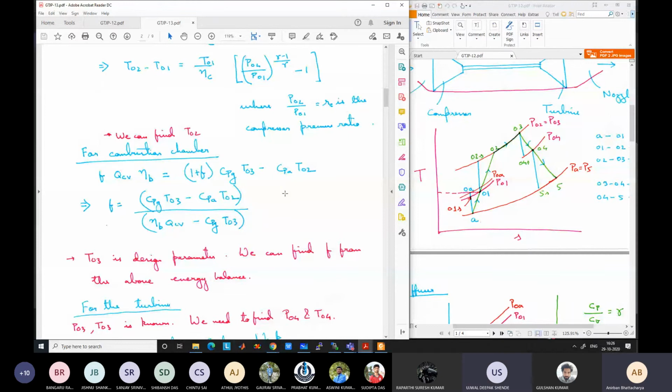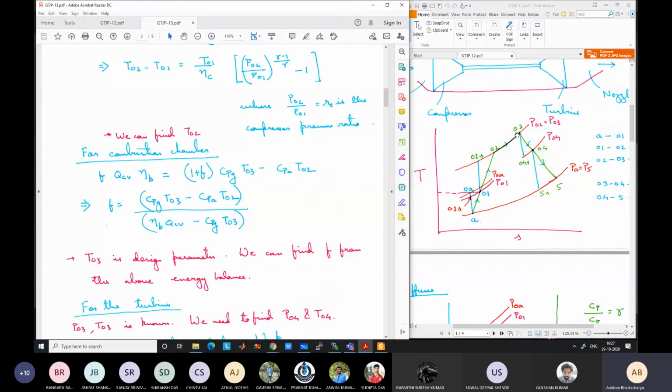So like the work we obtain from the turbine should be enough to run the compressor. Correct, correct. Nothing is known at the turbine outlet. The only relation is that the work output of the turbine is equal to the work input to the compressor. That is the only known condition. Pressure and temperature both are unknown at the turbine outlet.